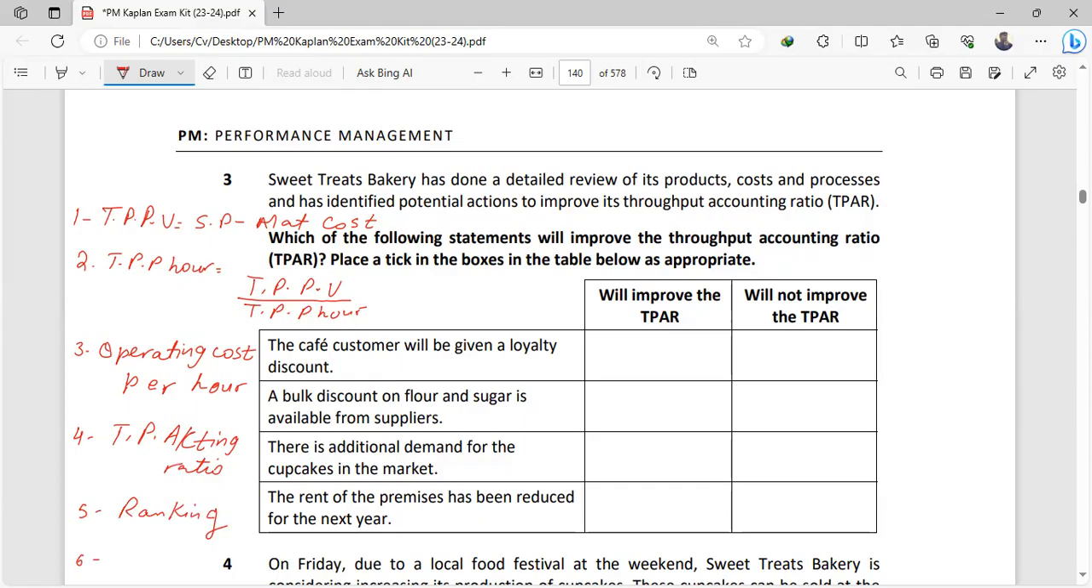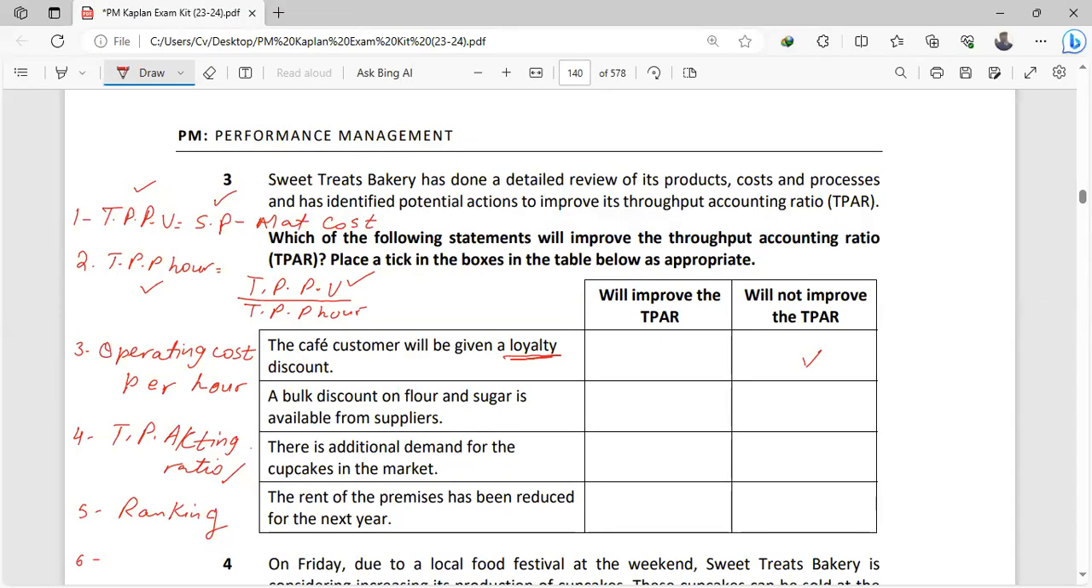Now we want to improve throughput accounting ratio. If I increase my selling price, it will increase my throughput per unit. It means it is increasing the numerator here, throughput per unit. So if the numerator rises, throughput per hour will also rise. If throughput per hour rises, it will ultimately improve the throughput accounting ratio. So here he says that the cafe customer will be given a loyalty discount. Loyalty discount means you are reducing the selling price. When you are reducing the selling price, it will not improve your throughput per unit. Maybe due to loyalty discount there will be an increase in total sales revenue, but there will be no increase in throughput per unit. That's why it will not improve the throughput accounting ratio.